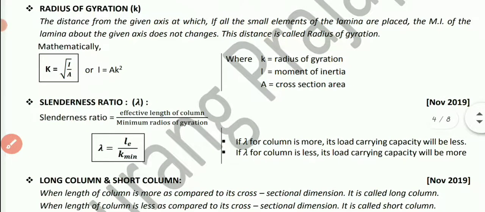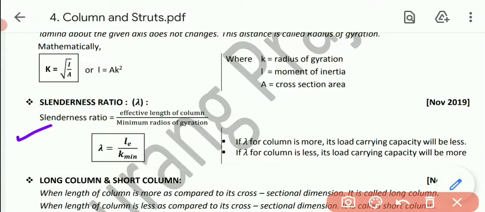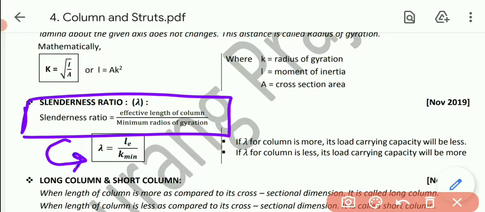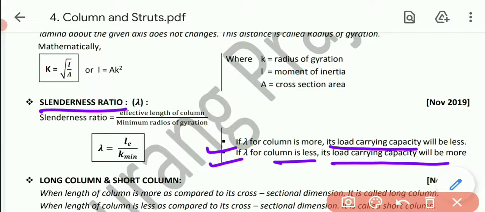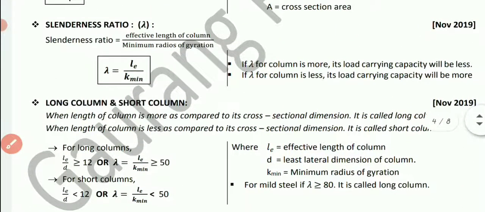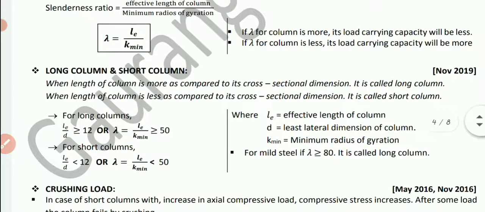Next, that is slenderness ratio. Slenderness ratio is defined as the ratio of effective length of column divided by minimum radius of gyration. So in formula form, lambda equals L by k, where L stands for effective length of column, while k minimum is the minimum radius of gyration, that is root of I by A. If lambda, the slenderness ratio of the column, is more, its load carrying capacity will be less, and vice versa. If the lambda for the column is less, then its load carrying capacity will be more. So remember the formula of the slenderness ratio, we will use that one also during the examples.